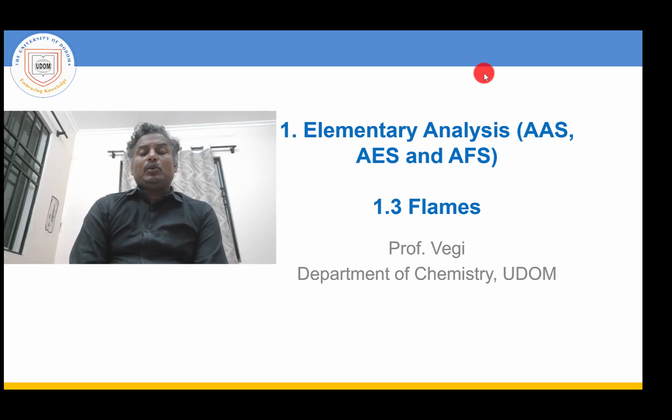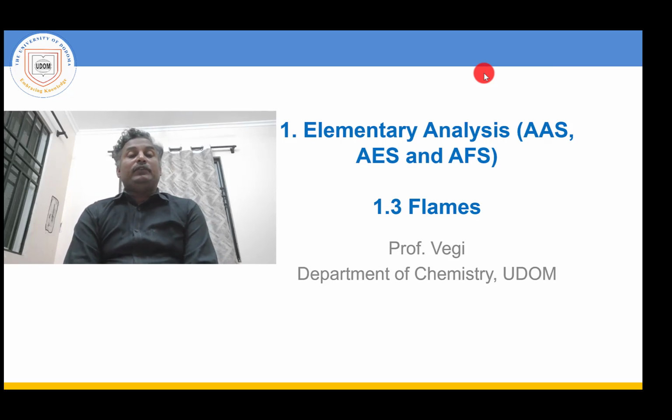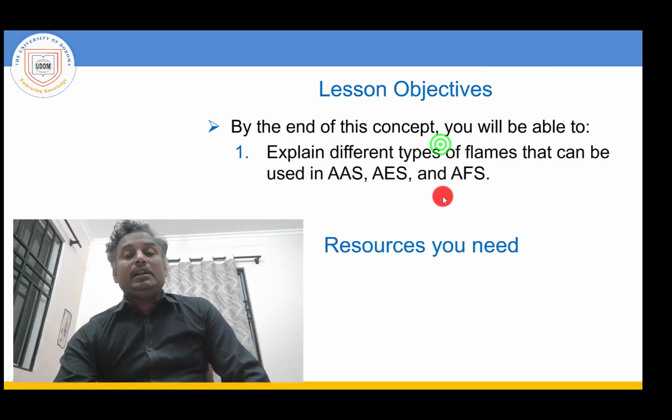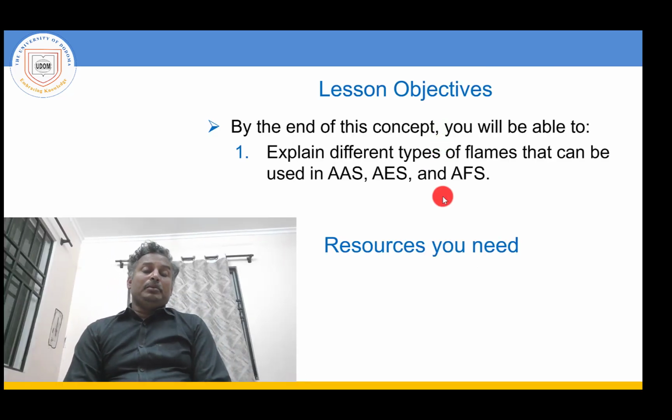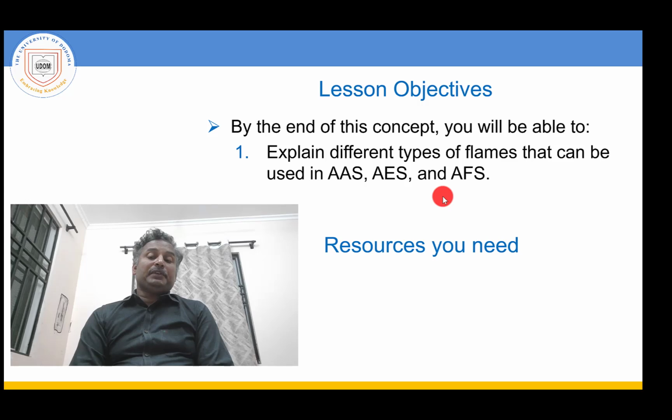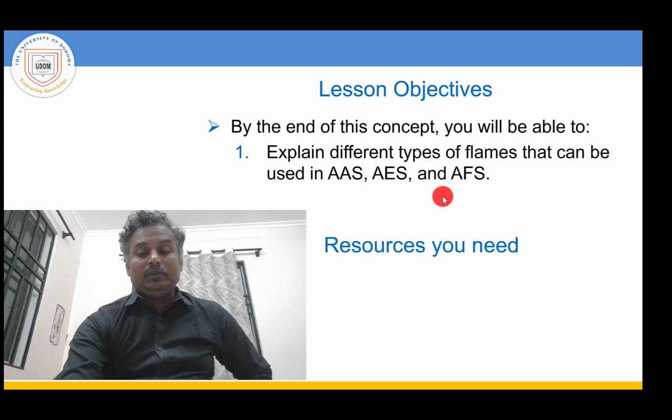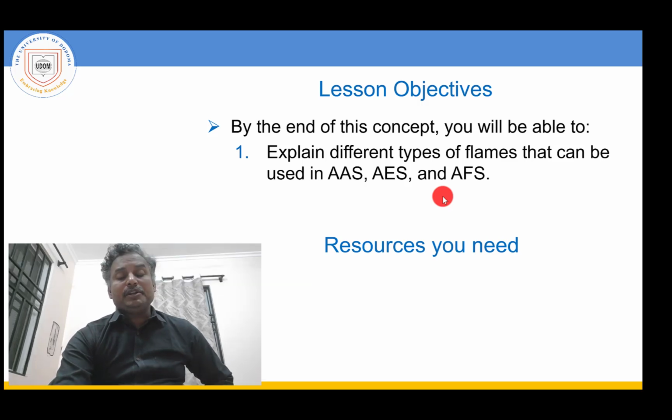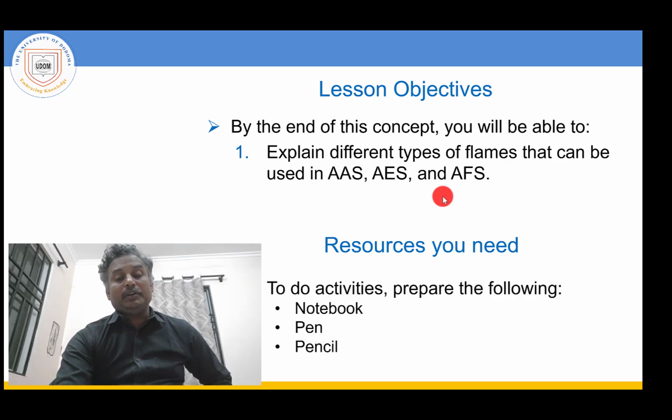So today we are going to learn about flames. By the end of today's concept, you will be able to explain different types of flames that can be used in atomic absorption, atomic emission, and atomic fluorescence spectrometers. In all these three instruments, the flames are common. In order to achieve these objectives, you need to have these resources: notebook, pen, and pencil.